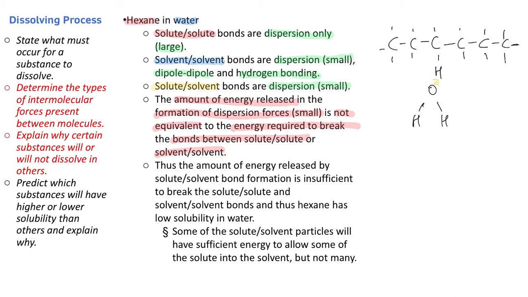Compared to the bonds between solute-solute and solvent-solvent. Thus, the amount of energy released by the solute-solvent bond formation is insufficient to break the solute-solute and solvent-solvent bonds. Thus, hexane has a low solubility in water. All right? This is not to say, remember that, the idea that you will be able to dissolve some of it in there. Some of the solute-solvent particles will have sufficient energy because, remember, each solute and solvent has a range of energies, and some of them will just naturally have more energy than others and therefore can dissolve, but not many, right? So it's only going to be a small proportion.